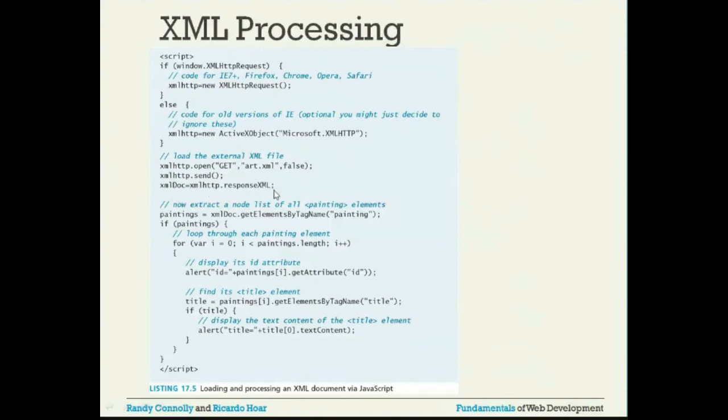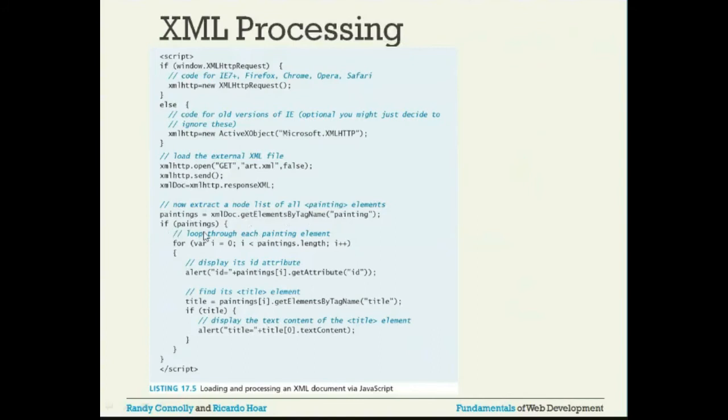Then you will send the request, and the response will be loaded into XML doc is equal to XML http dot response XML. Now extract the node list of all the painting elements. So paintings is equal to XML doc. Now it has the complete XML structure. XML doc get element by tag name. So you are searching that XML doc by using the method get element by tag name, and you are passing the tag name painting. So it is going to get all the painting. So how many structures will it get? It is going to get three structures of the painting.